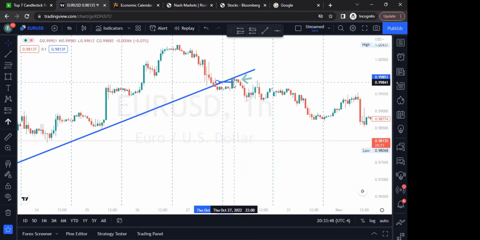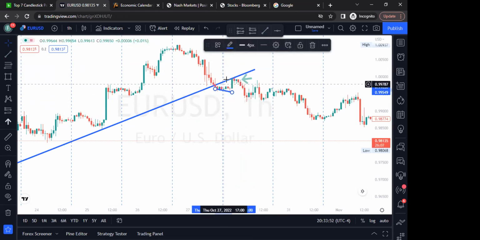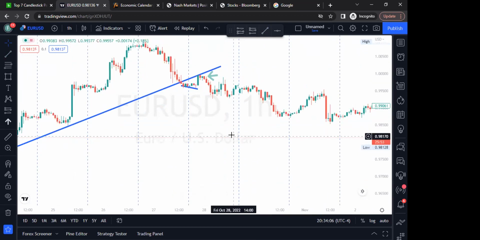But as you can see in this example, it actually broke the trend line and it retested the trend line. And I would definitely have got in on the retest going downward simply because it rejected off of it with two red candles. So basically it broke the trend line there and then it keeps going down.